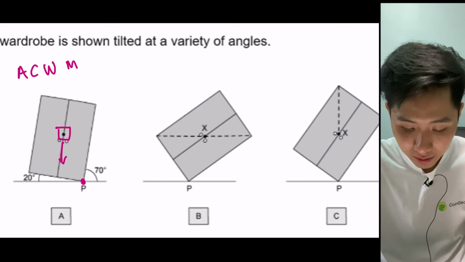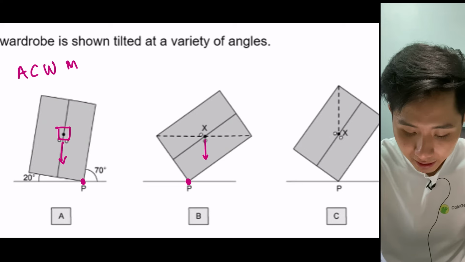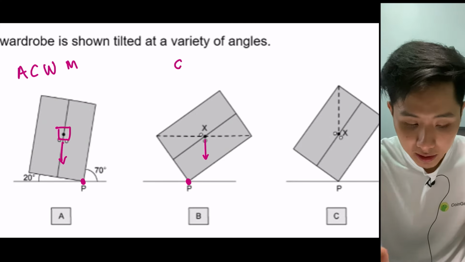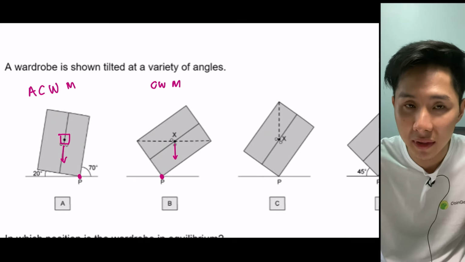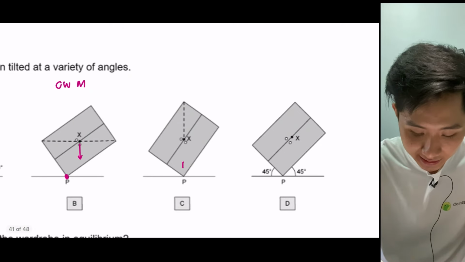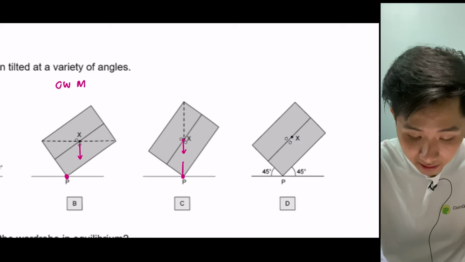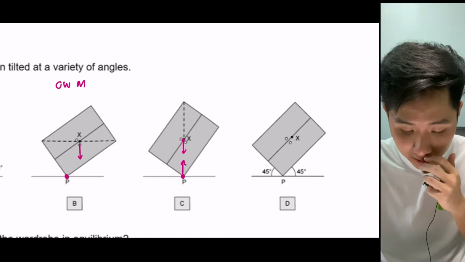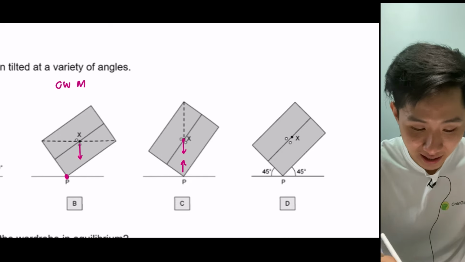Diagram B, again, this is the pivot, and the center of gravity is acting to the right of the pivot, meaning here we have a clockwise moment instead. That means it will turn, it won't be in equilibrium. So that's not correct too. And let's look at C. That's the pivot, and the center of gravity is acting here, aligned with the pivot. So let's assume that there's no clockwise moment and anti-clockwise moment. So that's the correct answer.